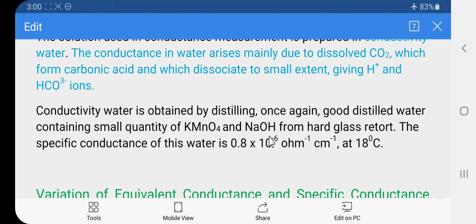So here there should not be conductance due to the dissolved impurity. The dissolved impurity can be removed just by redistilling the distilled water by adding a small amount of KMnO4 as well as NaOH. So what is the role of the KMnO4, and what is the role of the NaOH?